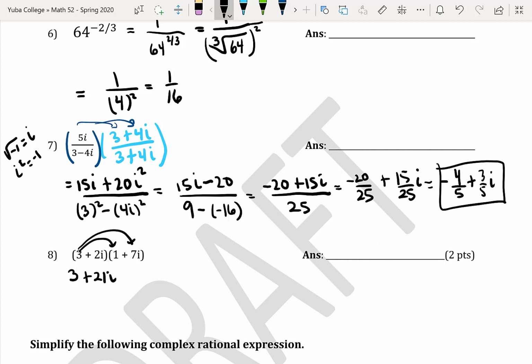We're going to want to combine like terms. And so I notice I have a 3, and 14 times negative 1 is negative 14. So 3 minus 14 is negative 11. And then I also have here a 21i plus a 2i. So this is going to give us plus 23i.